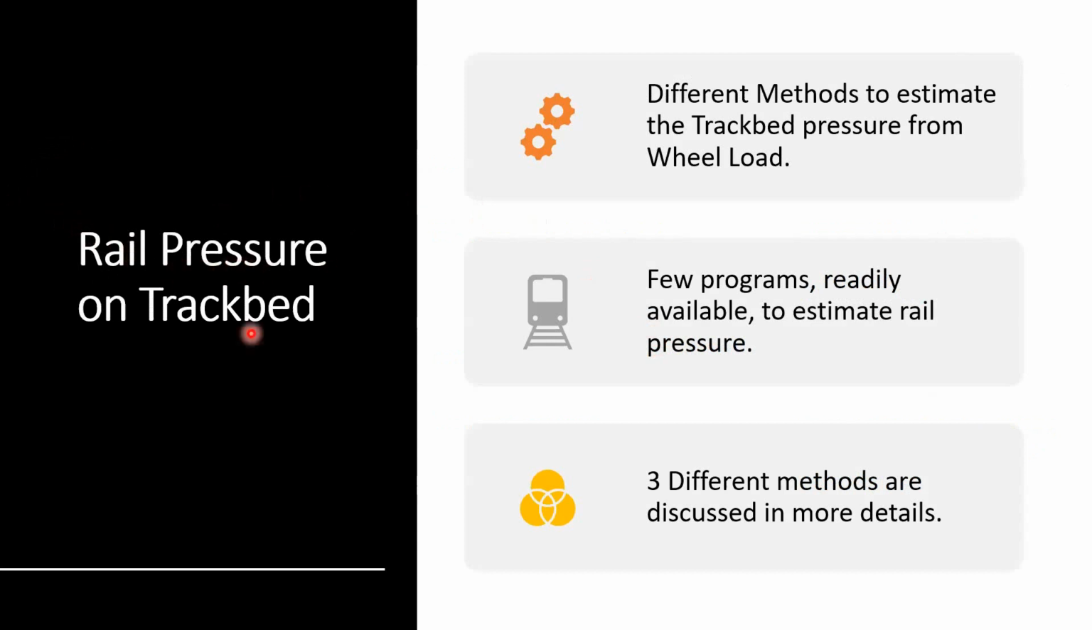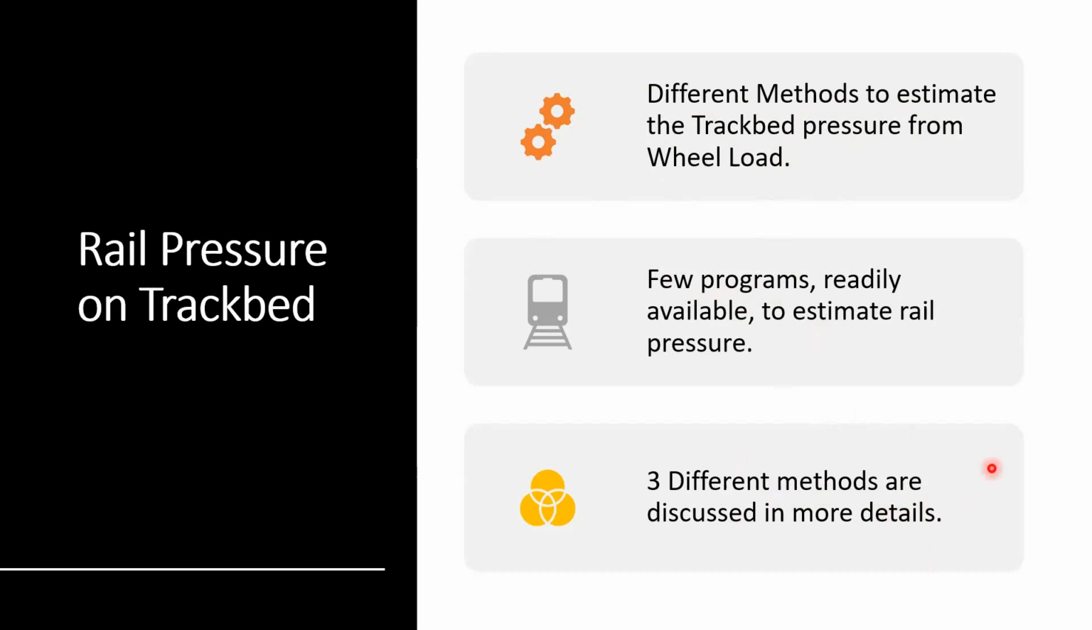So the second item that you also need to have before you start designing is the rail pressure on your track bed. Throughout the different tasks I have handled, there are usually different methods to estimate that track bed pressure, mostly from the wheel load. There are a few programs, just to name a few, like CanTrack, one of the readily available, easy to use tools to help you estimate the rail pressure.